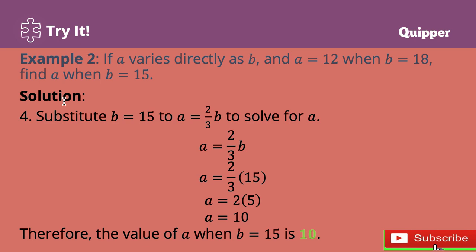Fourth, substitute the value of b, which is equal to 15, to a is equal to 2/3 b to solve for a. This is our working equation, then just substitute the value of b. So we have a is equal to 2/3 times 15. And 2/3 of 15, so we have 15 divided by 3 is 5, and then 5 times 2 is 10. Therefore, the value of a when b is equal to 15 is 10.